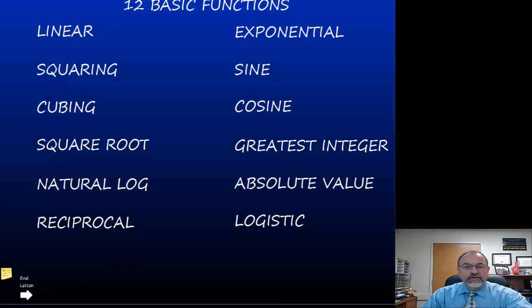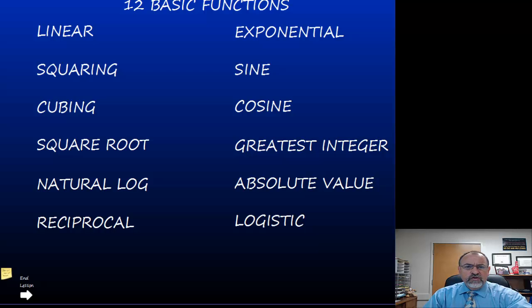You have the linear function, which we're familiar with, the squaring function, which we're familiar with, cubing we haven't really worked with, but you've probably seen it. Square root, we've done a lot with algebraically looking at square roots. We didn't do a lot with graphing those. Natural log, the reciprocal function, 1 over x, exponential function, sine function, cosine, these are trigonometric functions, greatest integer, absolute value, and then the logistic function.